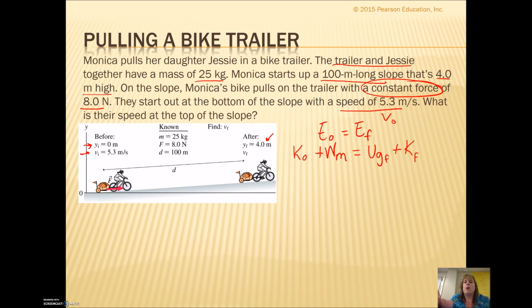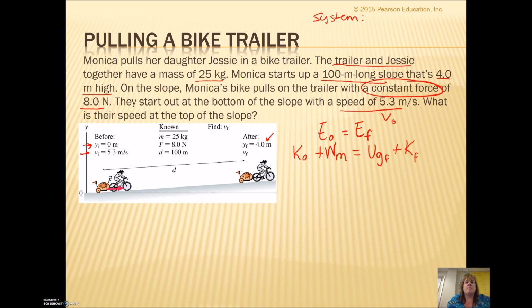If we want to label the system, and I don't know that it's critical, the system is the trailer plus Jessie and the Earth, right? If we are going to use gravitational potential energy, then we have to use the Earth as part of our system. And then our environment is going to be Monica, because she's applying a force to the pedals to push the bike up.